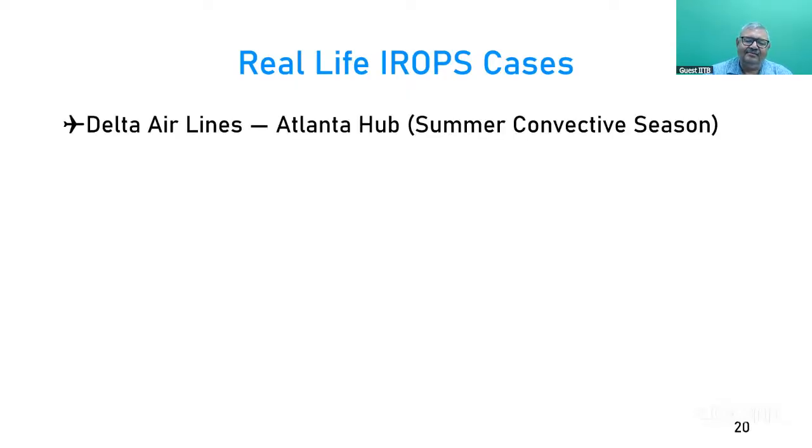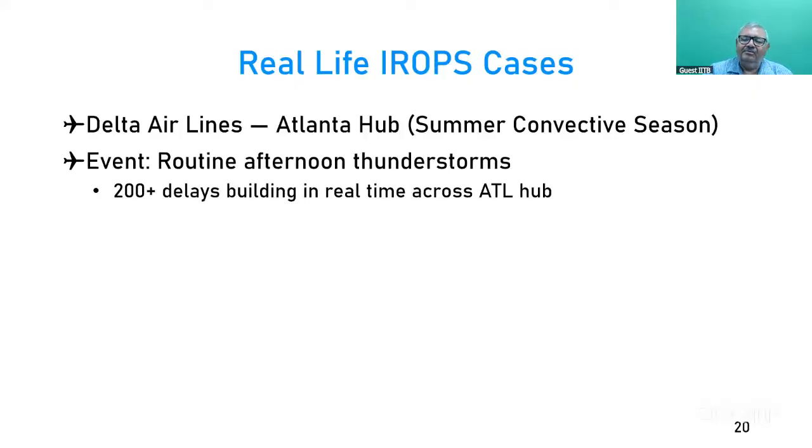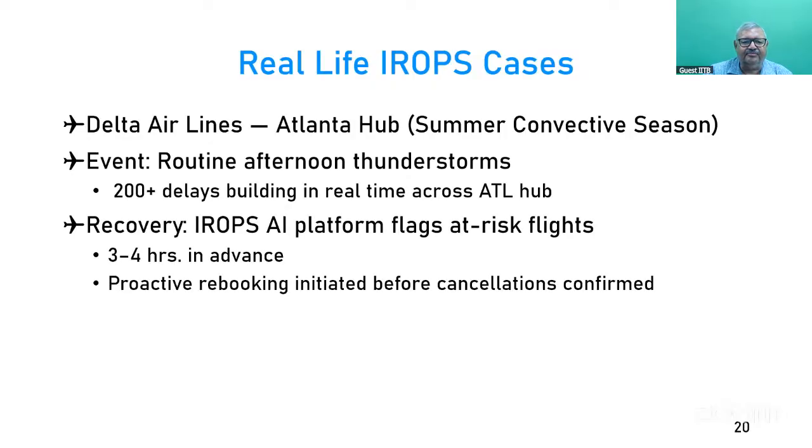Delta Airlines. In Atlanta, there was a summer convective season. They had a problem. There were afternoon thunderstorms. Because of that, there were 200 plus delays across the Atlanta hub, which is Delta's major hub. There were so many delays building up because of thunderstorms.